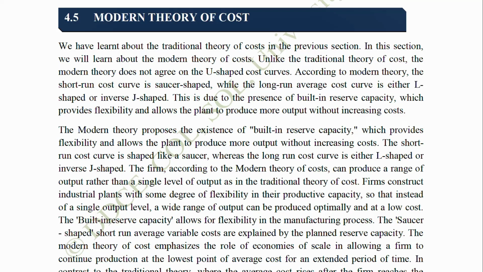Firms construct industrial plants with some degree of flexibility in their productive capacity, so that instead of a single output level, a wide range of output can be produced optimally and at a low cost. The built-in reserve capacity allows for flexibility in the manufacturing process. The saucer-shaped short-run average variable costs are explained by the planned reserve capacity.